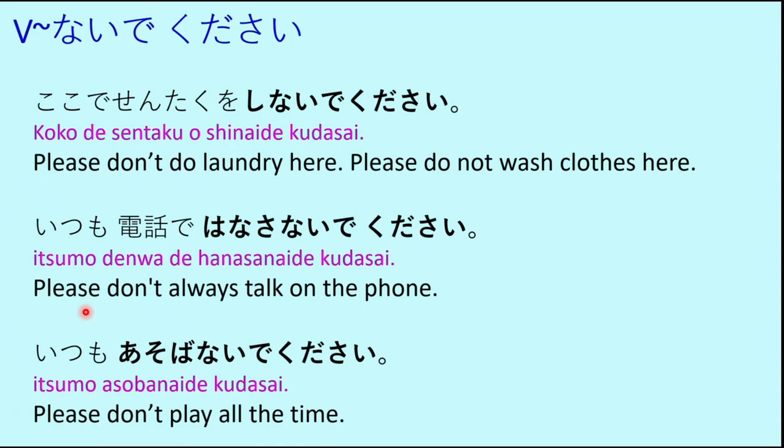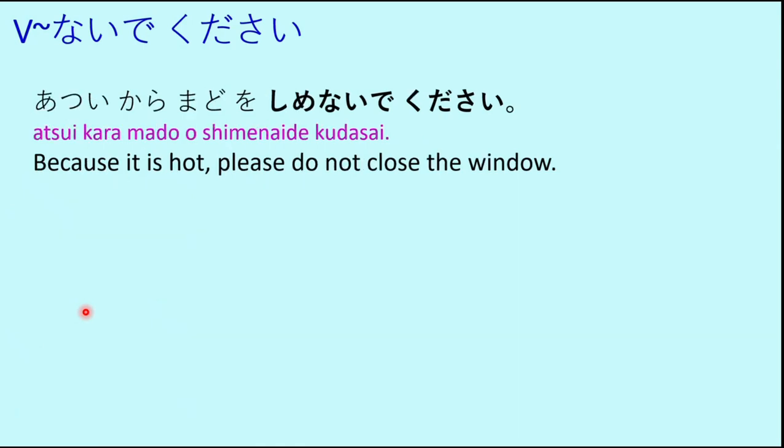Again, similar construction. Atsui kara mado o shimenai de kudasai. Atsui kara means because it is hot. Atsui is the adjective for hot. Mado is window. And shimenai de kudasai. Shimenai is from shimeru, which means to close, and shimenai de kudasai means please do not close. Because it is hot, please do not close the window. Atsui kara mado o shimenai de kudasai.